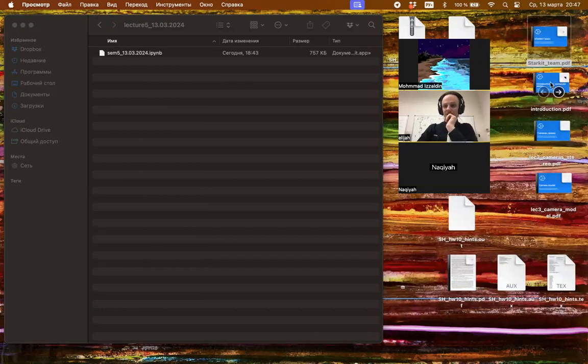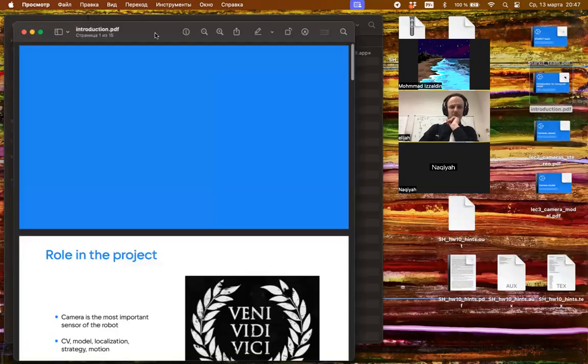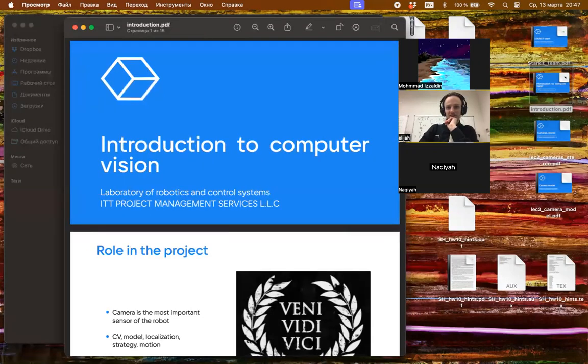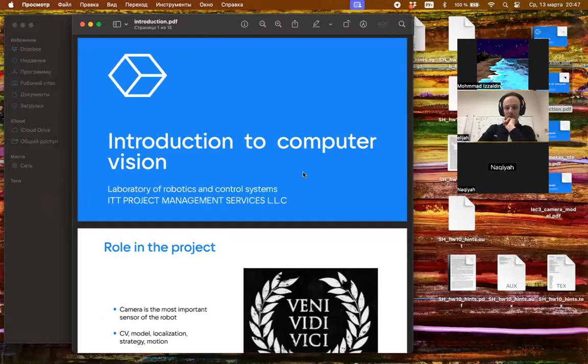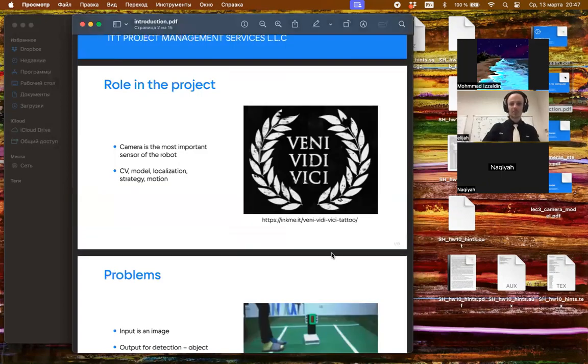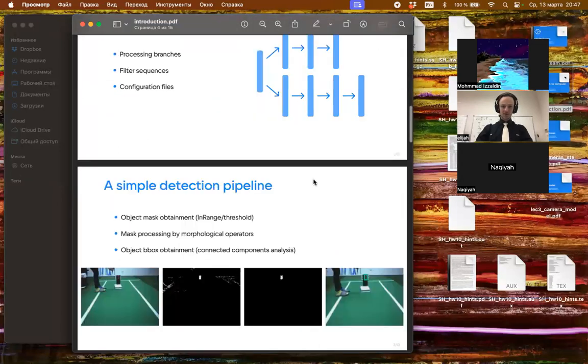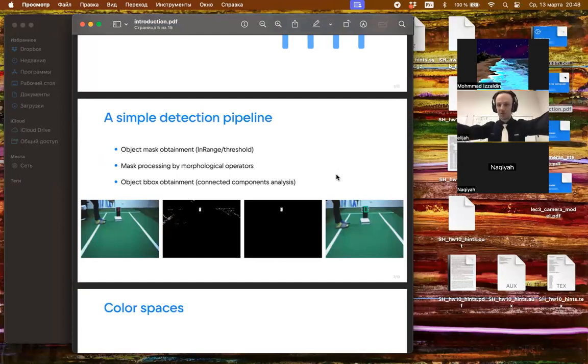About the course in Vision, I'm going to just briefly go through that. So what we were discussing is the role of vision in robotics in general. How do we state the problems of detection? And how can we detect objects using color?